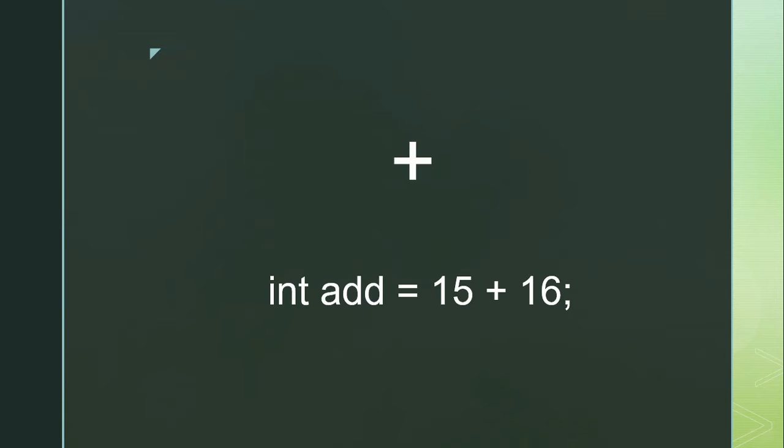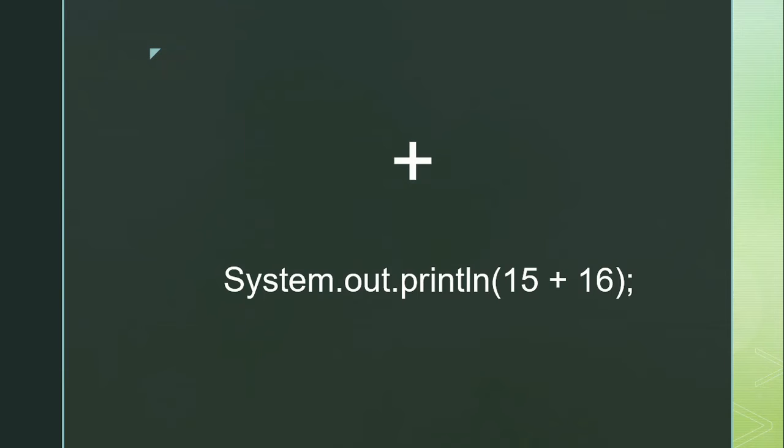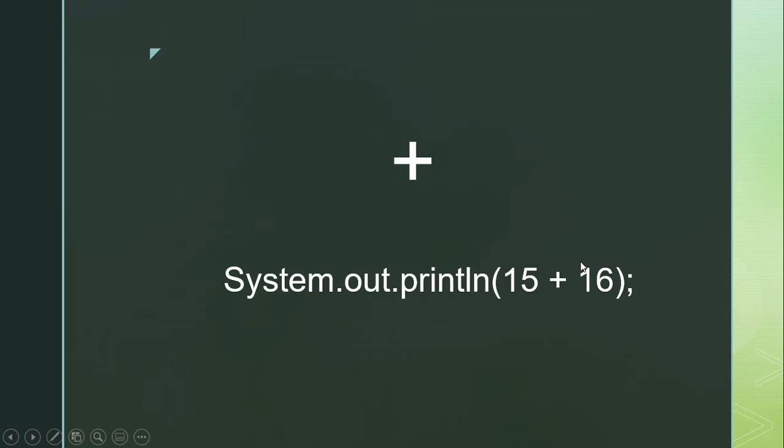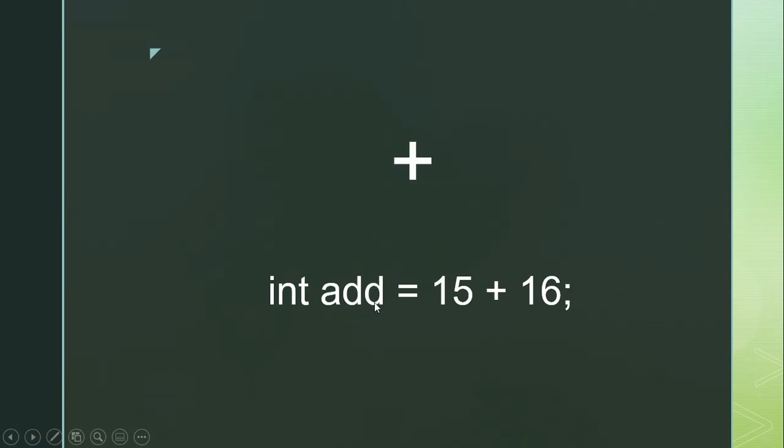Let's look at addition first. It's done with a plus sign. Since the sum of the two numbers is just an integer value, we have to do something with it. For example, save it into a variable. Or possibly even print it out. As you can see over here, it's exactly the same logic applied over here. Just print out this value instead of assigning it to the variable.